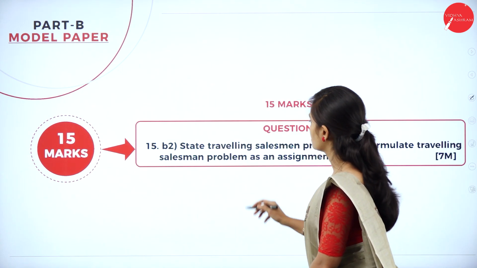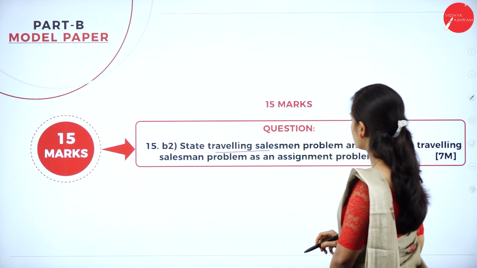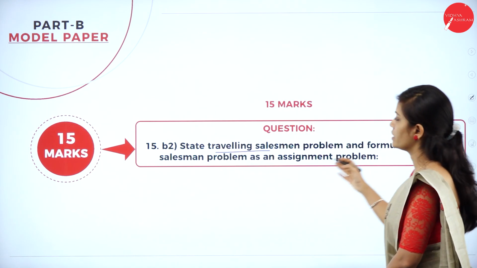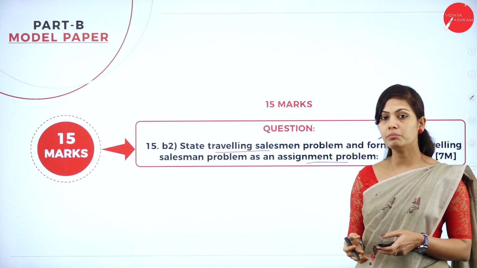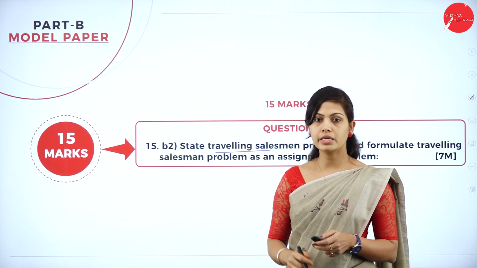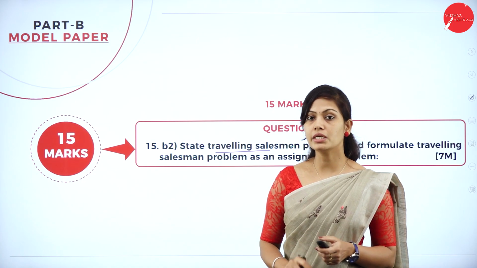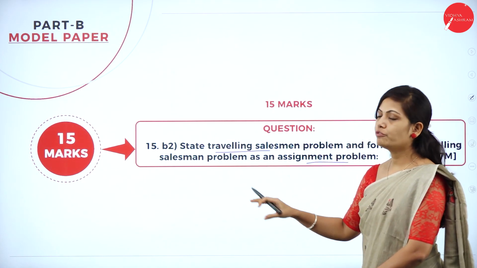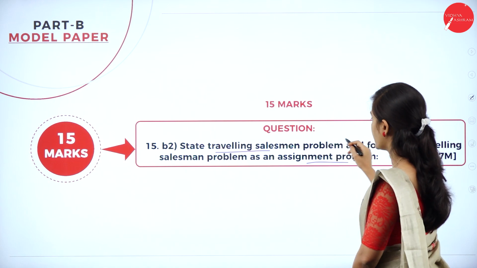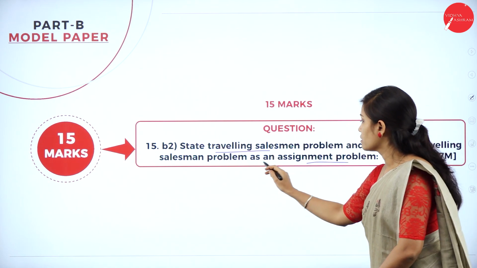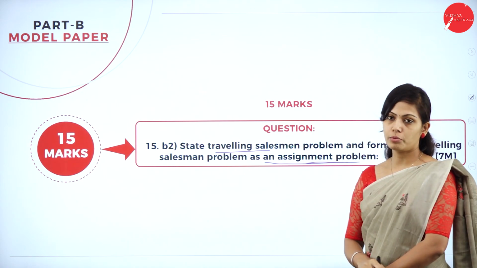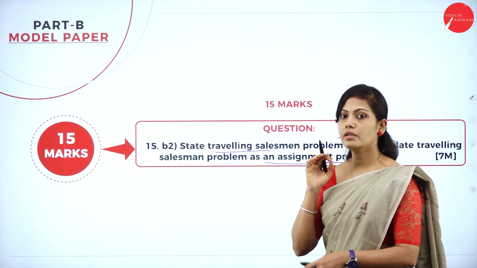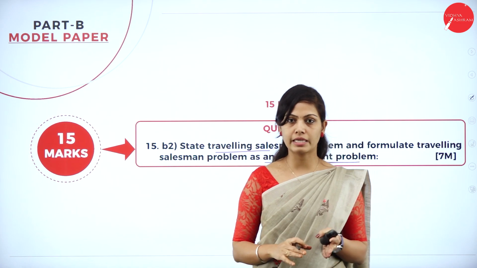And the next question is: state the traveling salesman problem and formulate the traveling salesman problem as an assignment problem. So an assignment problem can be solved by the Hungarian method. Just now I solved the Hungarian method. And here you have to write the steps for the traveling salesman problem and you have to prove that the traveling salesman problem is an assignment problem. So all the steps are as they are in an assignment problem.